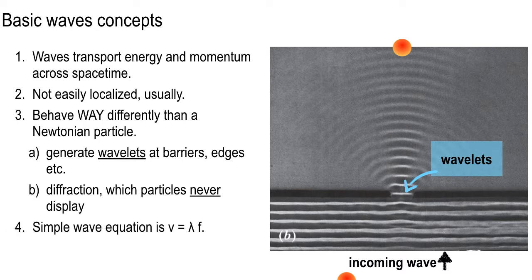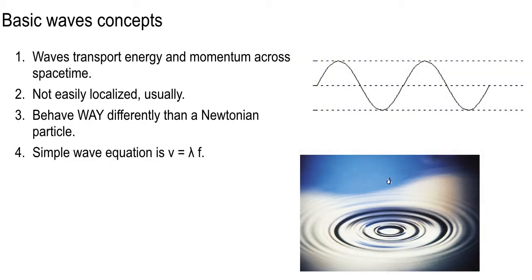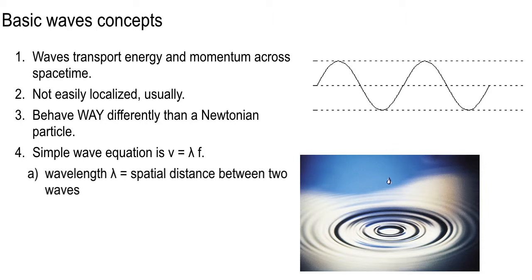So, now another thing about waves, they have a fairly simple wave equation, v equals lambda f. All right, now let's talk about the specs for that equation. Wavelength is lambda. Now that's the distance between two successive waves. So peak to peak or trough to trough is a good way to think about the wavelength. Now that's a spatial distance.